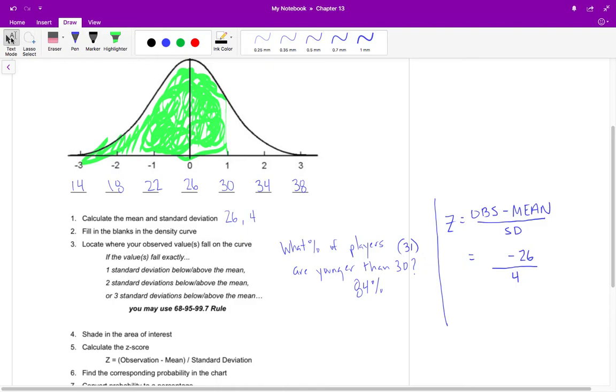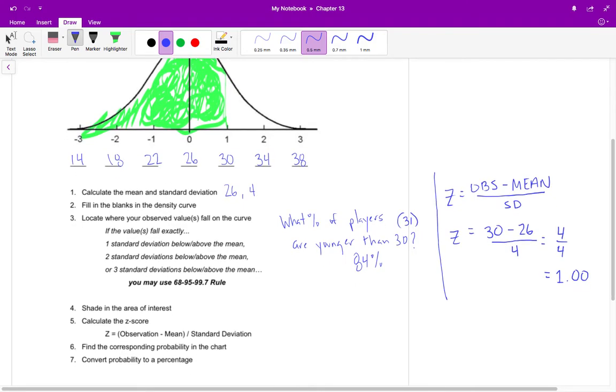Well, the only other number that's in question here, the only number I'm using, is this 30, right? What percentage of players are younger than 30? It's the number that's in question. That's your observation. So taking that idea over to my equation here, 30 is my observed value. So z is equal to 30 minus 26 over 4, which is equal to 4 divided by 4. And I'm going to write this number with 2 decimal places, 1.00, and you'll see why in a second. 1.00 is not my percentage, it's my z-score.